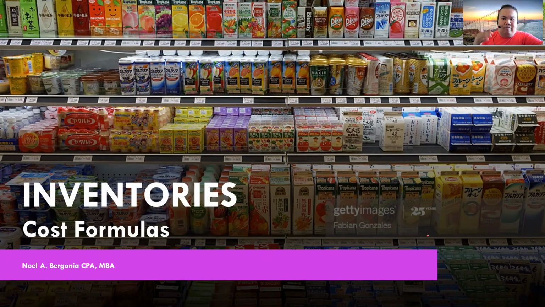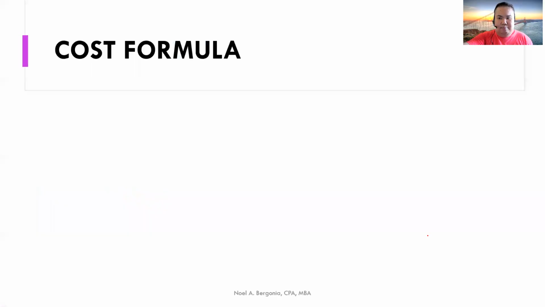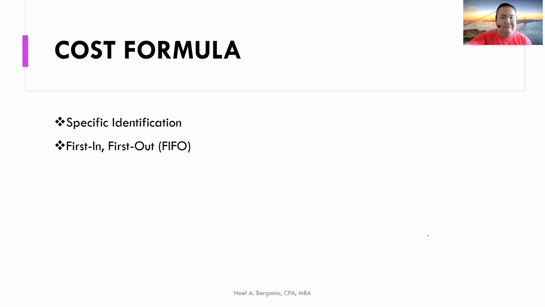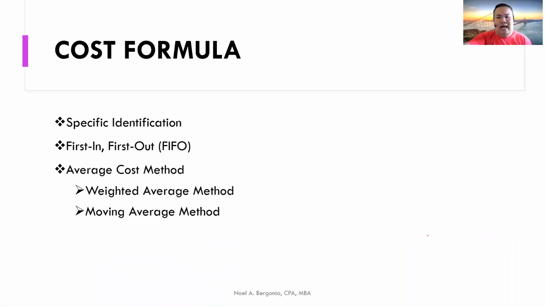The physical flow of the goods does not need to match the assumed flow of the costs used in the financial statements. So for this, again, we will be discussing the various cost flow formulas as indicated in IAS number 2. And we actually have 3 classifications of cost formula to be used. We have number 1, the specific identification method. Then we have the first in, first out, or the FIFO method. We also have the average cost method, but depending upon the inventory system used by the company, it could either be weighted average, which is used for the periodic inventory system, while moving average is more on the perpetual inventory system.